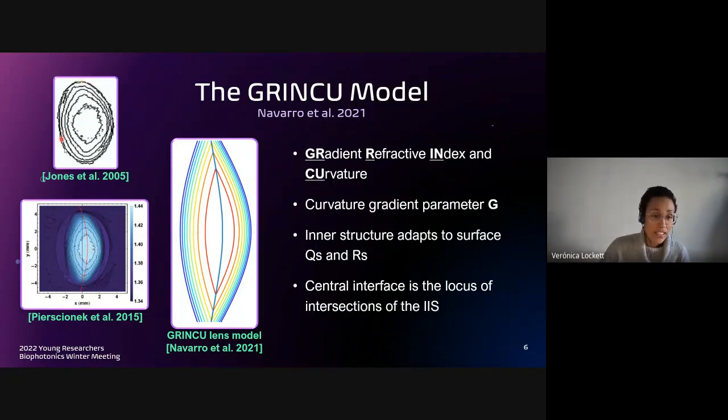These are examples from ex vivo lenses, and I don't recall right now where these were taken from. So the properties of this model is there's both a gradient refractive index and also a gradient curvature. There's a parameter G for the gradient, and the inner structure adapts to the external Q's and R's. You see this blue line right here is the intersection of all the iso-index surfaces. Each color is associated with the same index inside of the lens. Where those intersect, we form the interface.